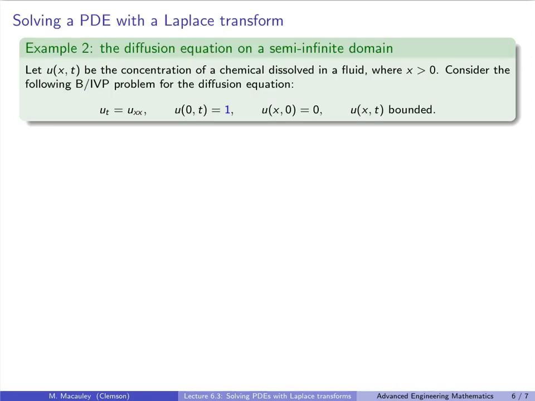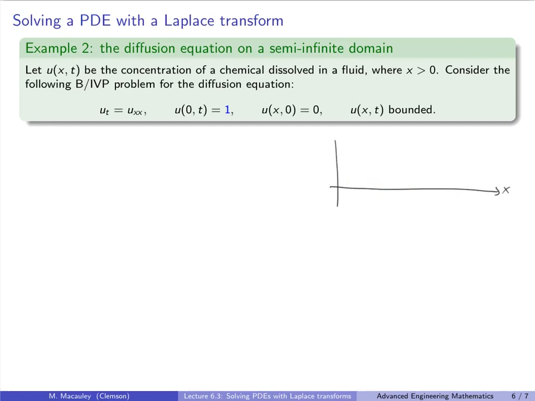We are now ready for our second example, which is our first involving a PDE. This will be on the diffusion equation on a semi-infinite domain. Remember, diffusion can refer to the diffusion of heat, which is the heat equation, or the diffusion of a concentration of a chemical. And that's what we're going to do here. So let u be the concentration of a chemical dissolved in a fluid where x is greater than 0. So that means the domain is the half-infinite domain, starting at the origin.